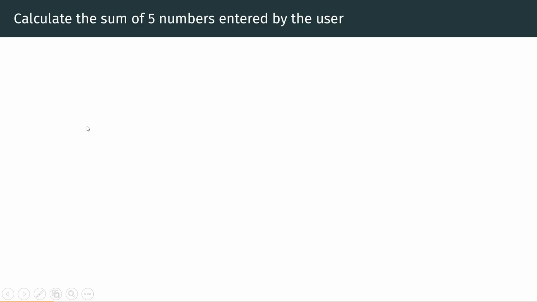So let's start with a simple problem. And the problem is calculate the sum of five numbers that are entered by the user. Okay. So if you had to write a program, a sequential program for this, how would it look like? Okay. How would you program this?